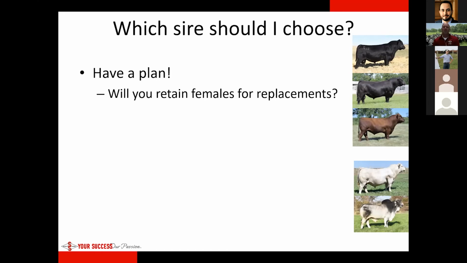The one thing I would say is just have a plan. Whether you are going to be retaining females that you develop with your breeding program, retain those females back into your herd as replacement females, those will then become the cows in your herd. Select bulls that are going to work well for that selection criteria.